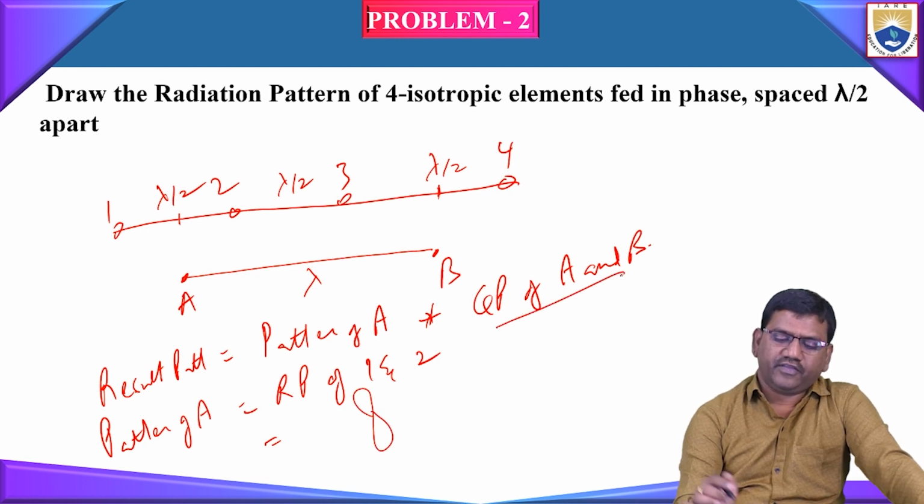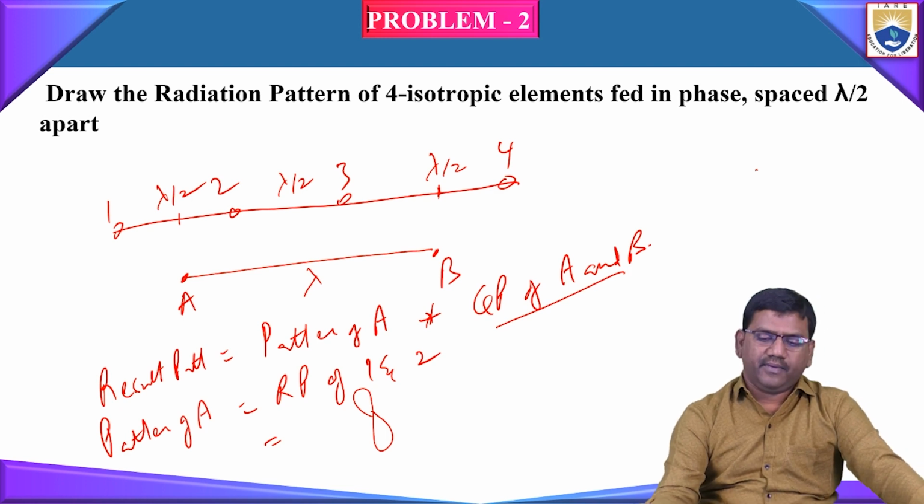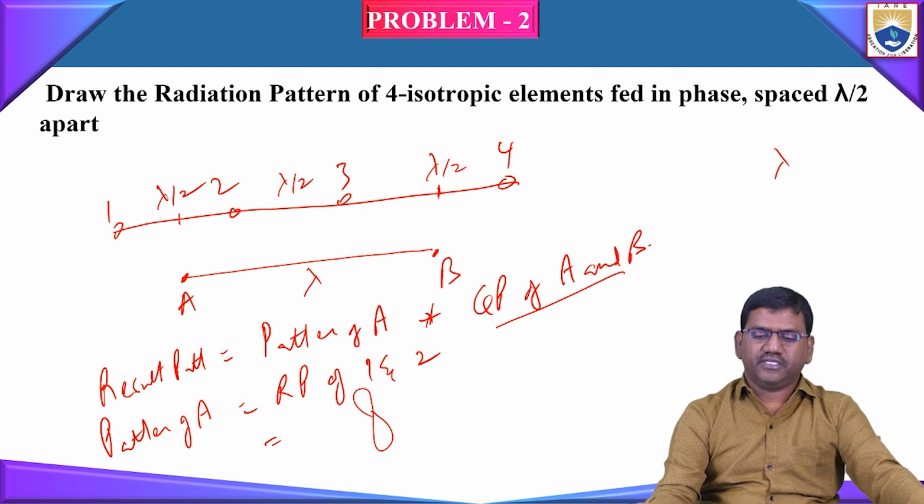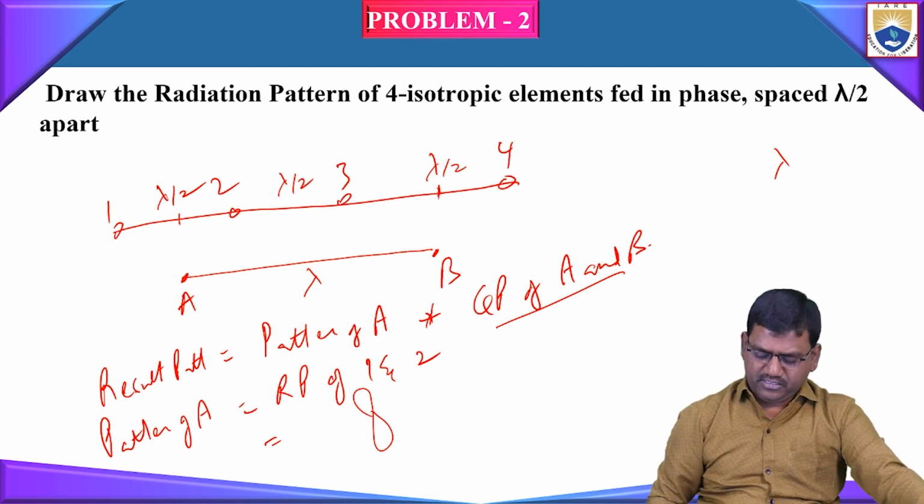Now what is the group pattern of A and B? That means two elements are combined with the distance of lambda. So when two elements are combined with the distance of lambda, we need to draw the radiation pattern here.